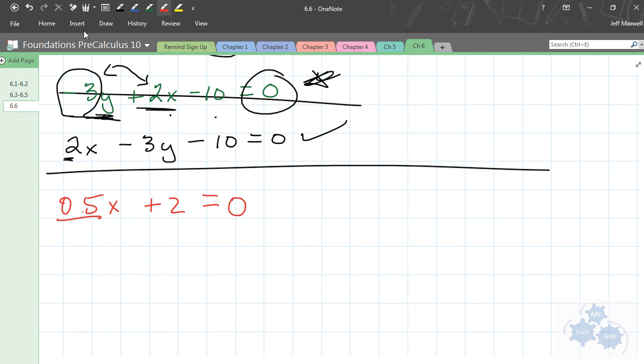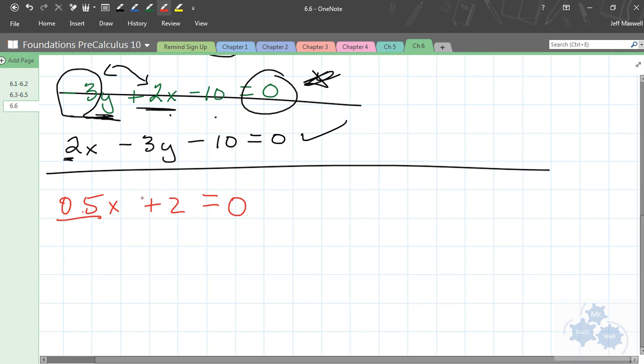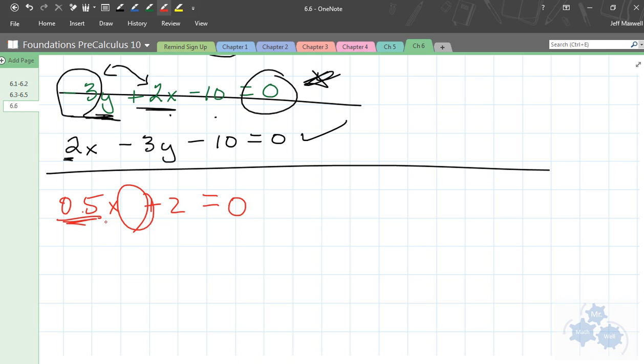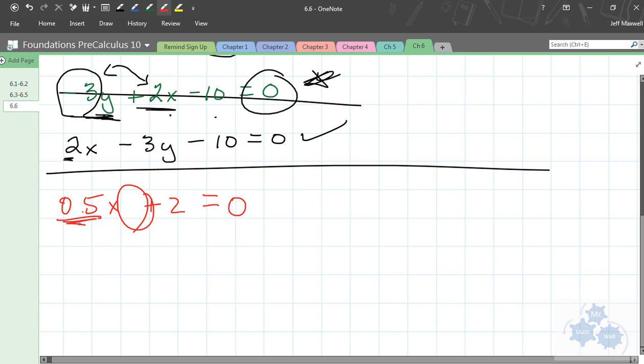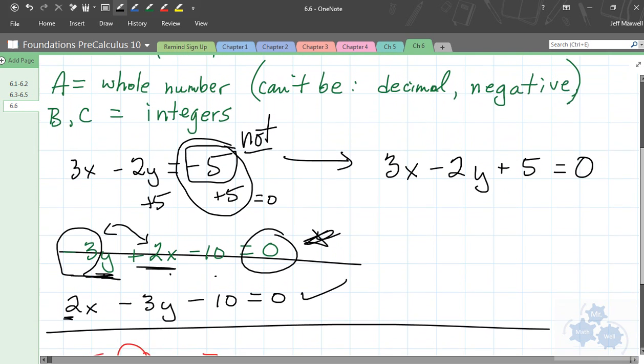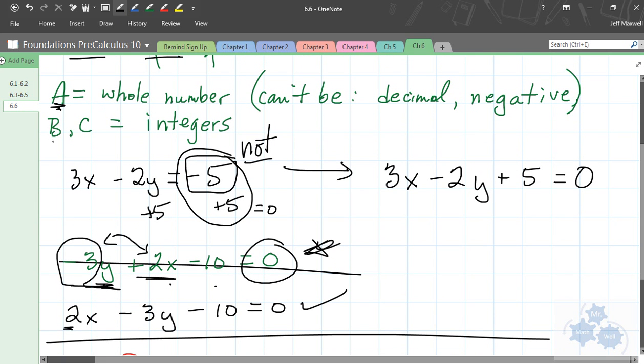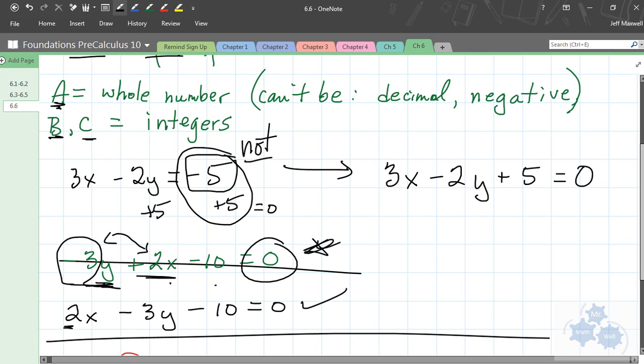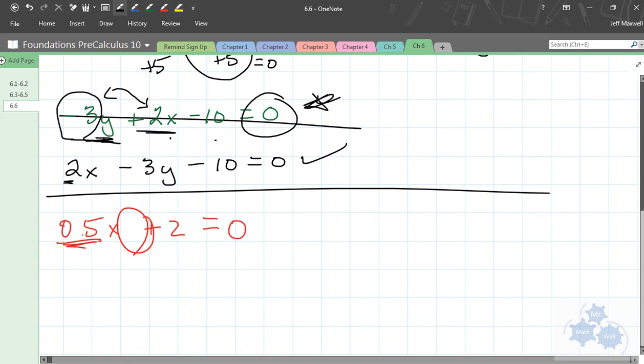All right, I agree with one of those statements, not the other one. Which one do you think I agree with? The fact that we don't have a y term, or that this is a decimal? Okay, the decimal one, yes. You're right. This cannot be a decimal here. That is absolutely true. We need to fix that. But the fact that we have no y term, okay, remember, A has to be a whole number, but B and C can be integers, right? Now, in both of these, A, B, or C could be what? Yeah, could be 0.